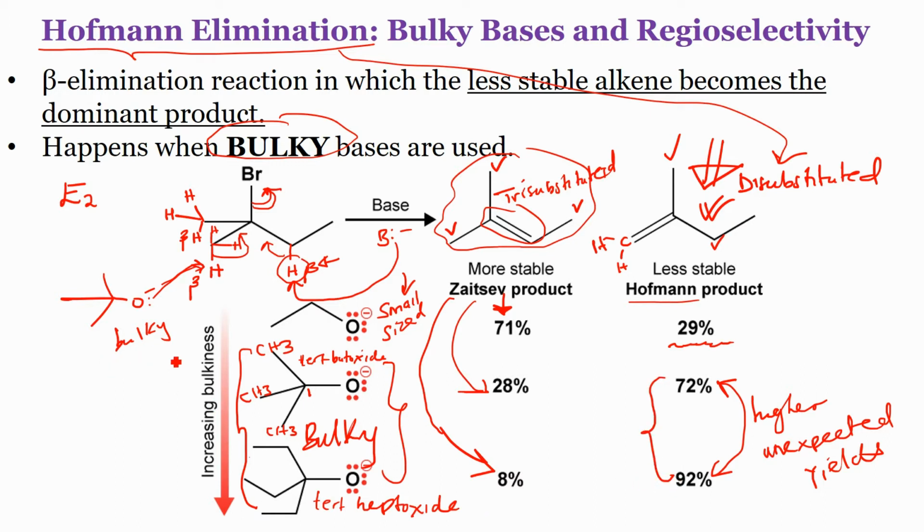Because this one is bulky, the molecule is secondary, it's tertiary actually. The beta hydrogens that would have given the Zaitsev product are hindered within the structure, so the bulky base does not have easy access to take out that hydrogen to give you the more substituted alkene. Do you have a question on that part before we do examples?